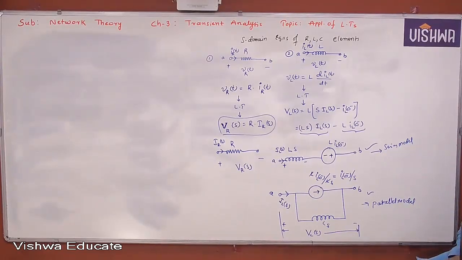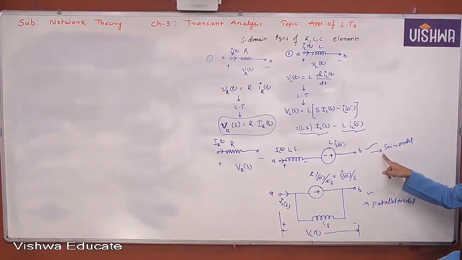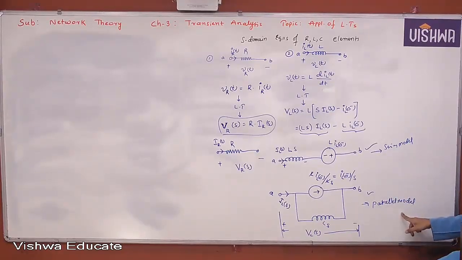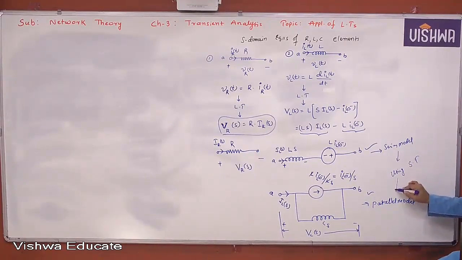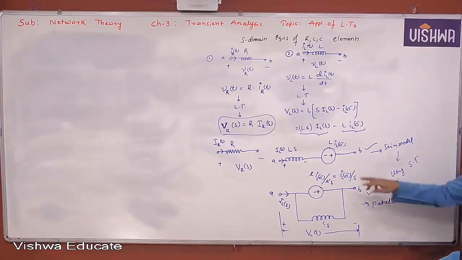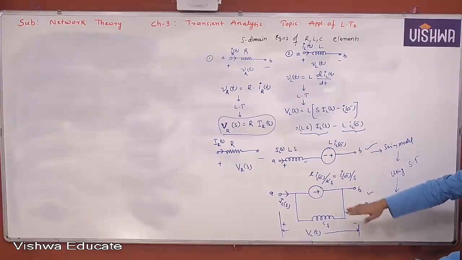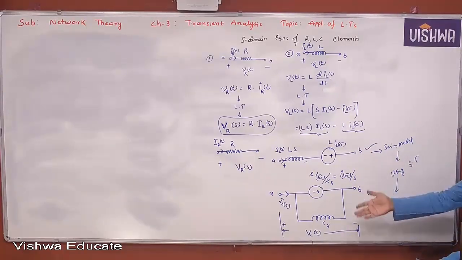Resistor, inductor, capacitor. Look at this. This is a series model. This is a parallel model. Using source transformation, you get a parallel model from the series model. A voltage source with a series impedance can be transformed into a current source with a parallel impedance.